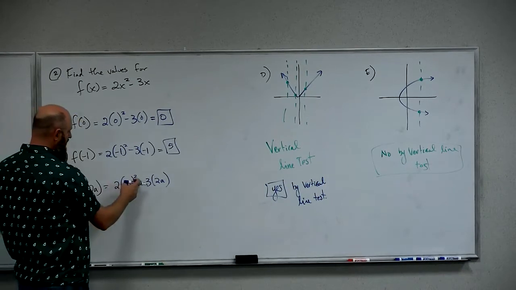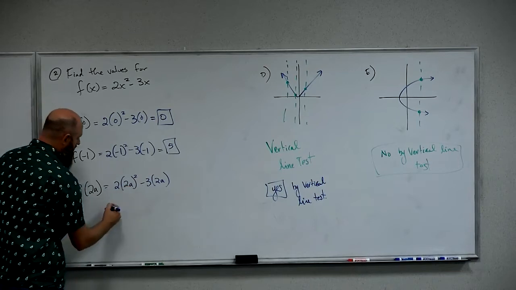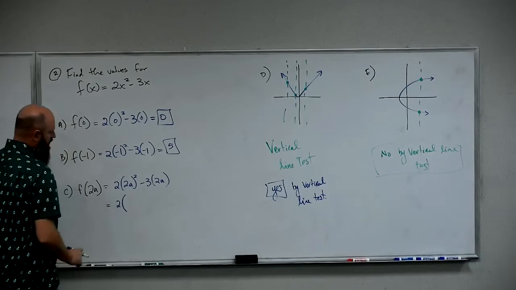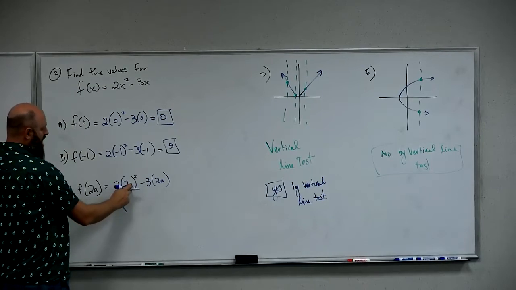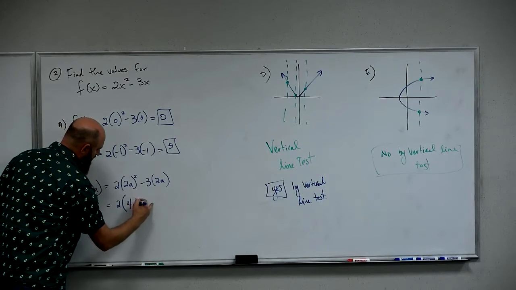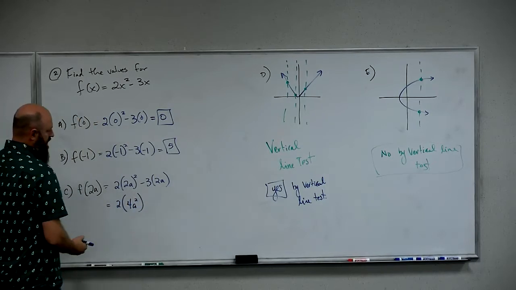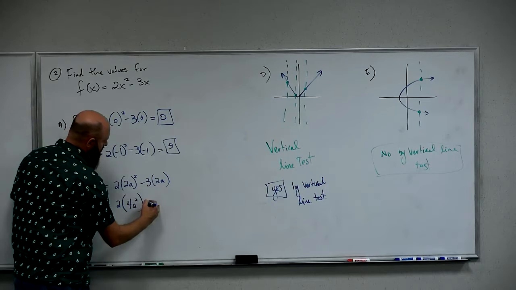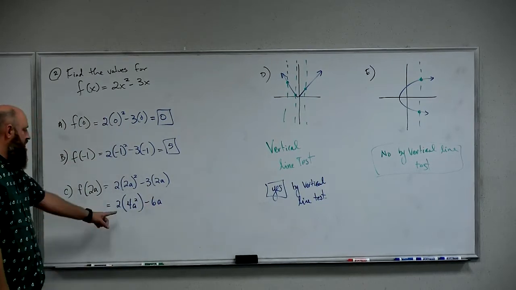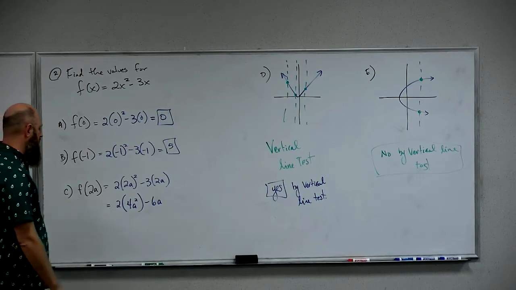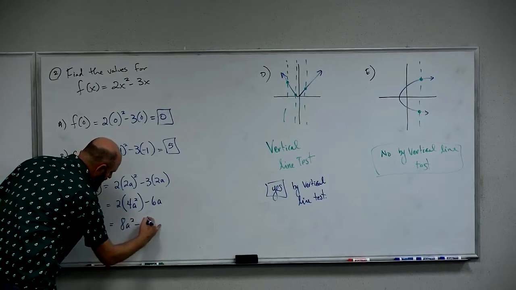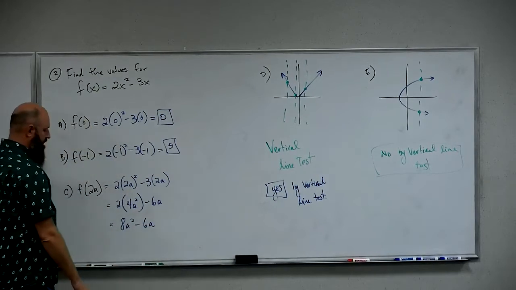All right, so when we square both these things, we've not touched this 2 in the front. So I'm squaring the 2, squaring the a. So 2 squared is 4, a squared is a squared. Negative 3 times 2 is negative 6a. But I still have this 2 on the front here. So 2 times 4 is 8, a squared minus 6a.